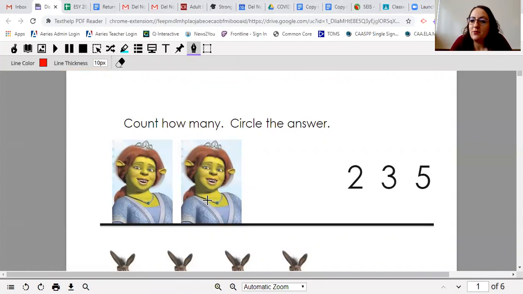So here we're gonna count how many there are from Shrek. I want to say this is Fiona, if I remember right. So we have 1, 2. So we need to come over here and we have the numbers 2, 3, and 5. So we said there were 2 Fionas, so we need to circle the number 2.